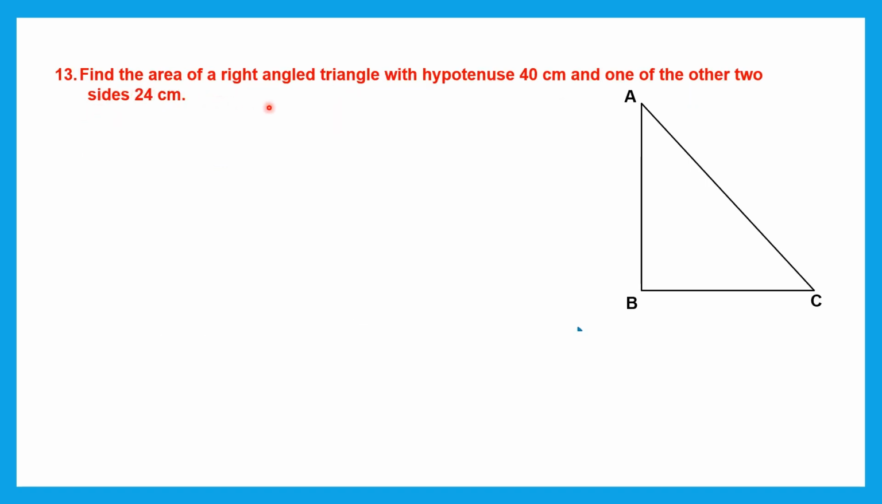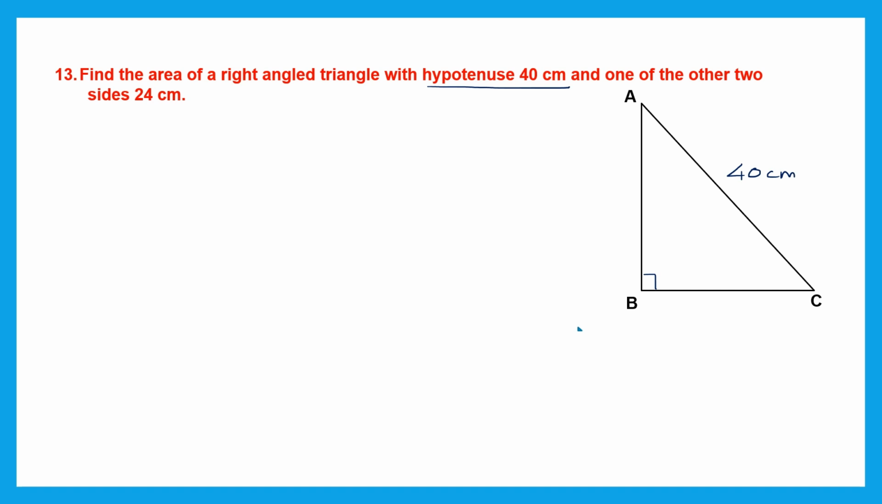Question 13. Find the area of a right angle triangle. So this is a right angle triangle, and we have to find its area. The hypotenuse is given to us. Hypotenuse is the side that is opposite the right angle. That means AC, which is given as 40 centimeters.